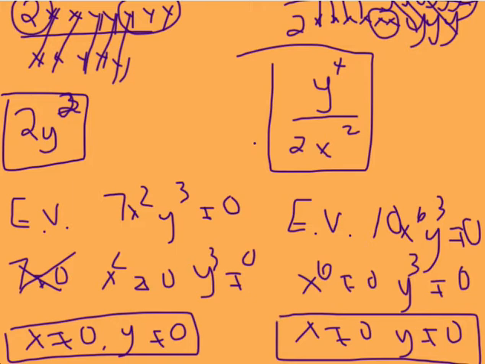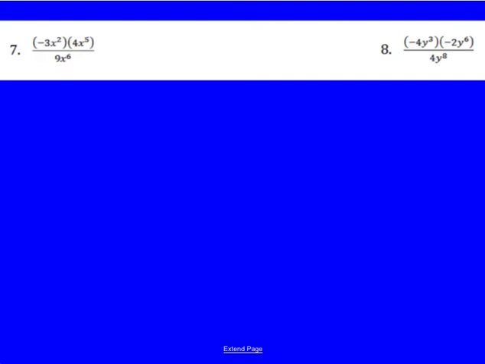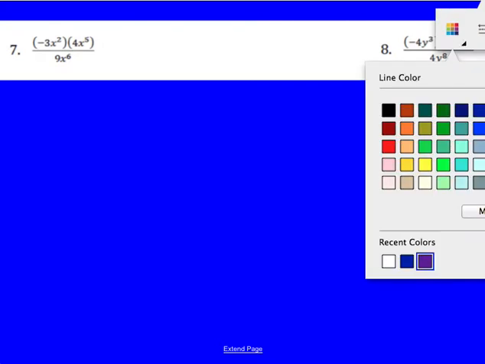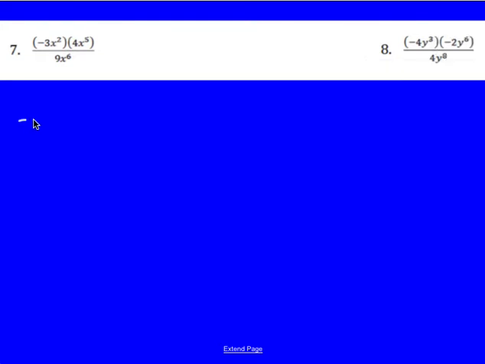Let's take a look at number 7. So here we need to do some multiplying first on top. So when you multiply monomials, you're going to multiply the coefficients and you're going to add the exponents. So let's go ahead and do that. So we're going to take negative 3 times 4, which is negative 12. When you multiply x squared times x to the 5th, you add those exponents and you get x to the 7th, and that's divided by 9x to the 6th. Well, take a look at the fraction negative 12 divided by 9.